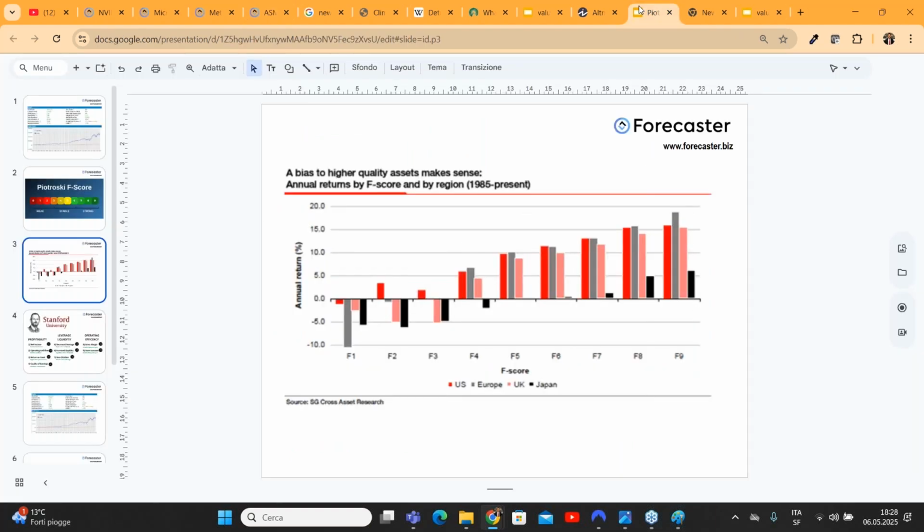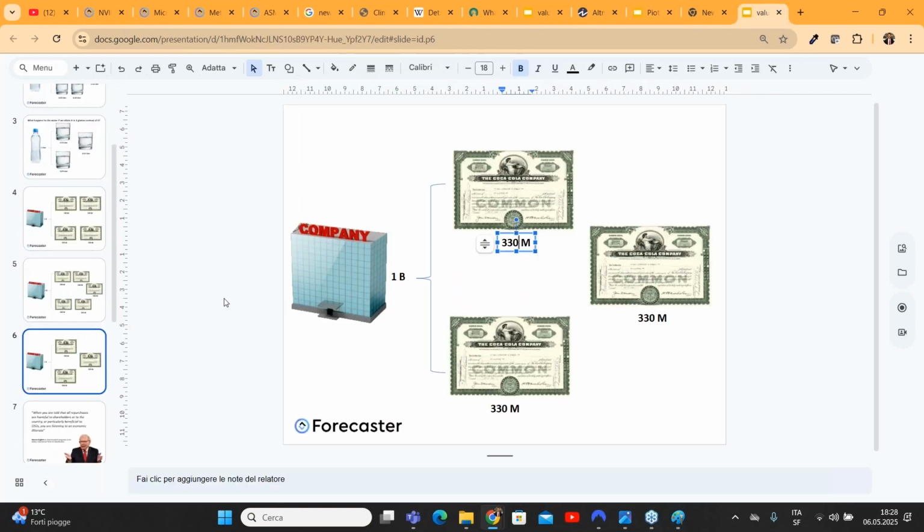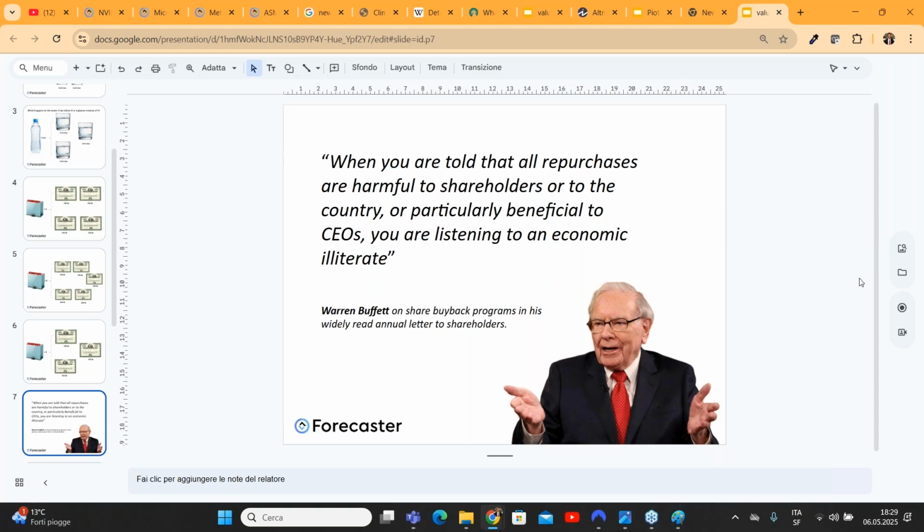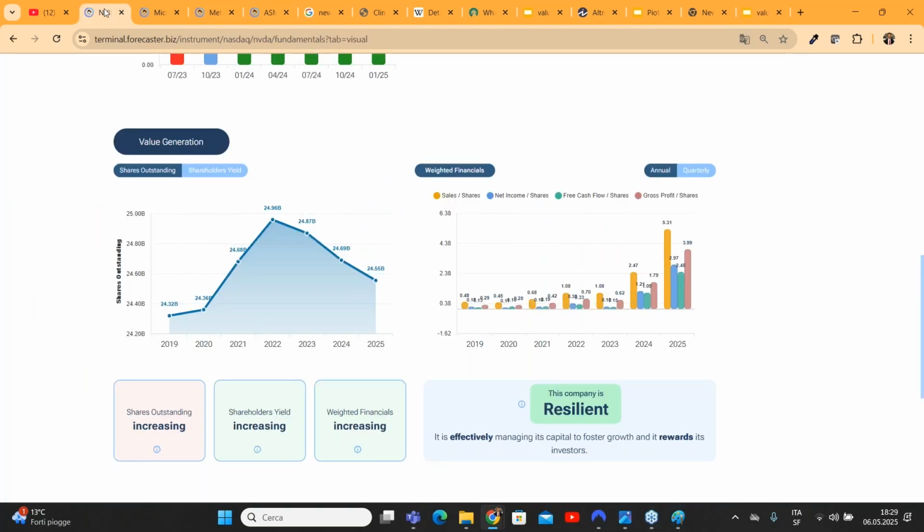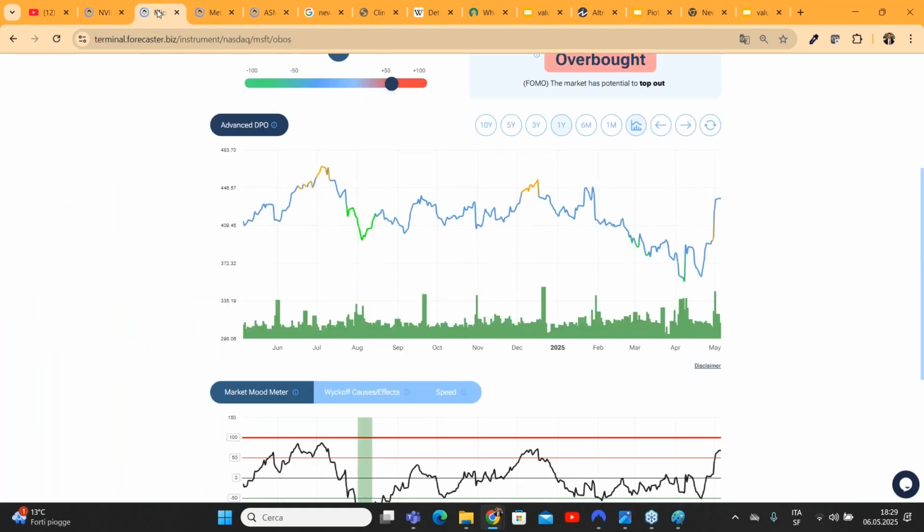As Warren Buffett said, when you are told that all repurchases are harmful for shareholders or to the country or particularly beneficial to CEOs, you are listening to an economic illiterate. This is Warren Buffett talking about buyback programs. Buybacks are always good. And this is why we can see the buyback trend here on the forecaster terminal. Look at Microsoft, for example. They are repurchasing since ever.